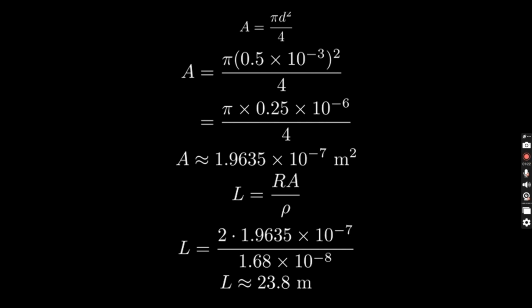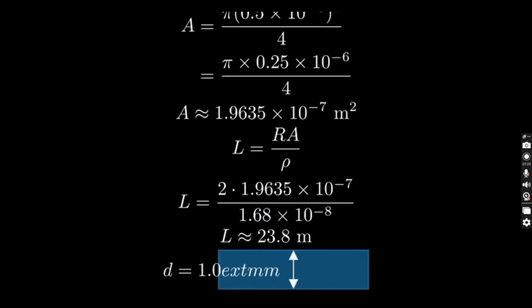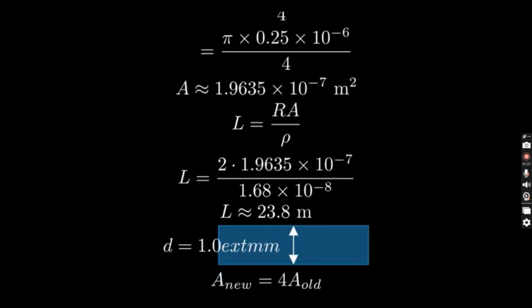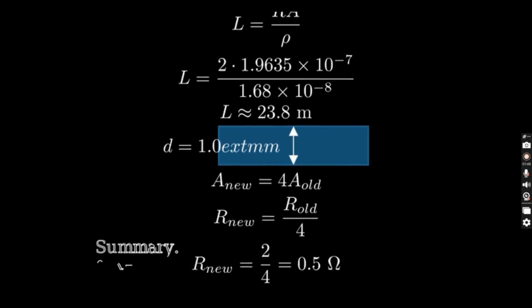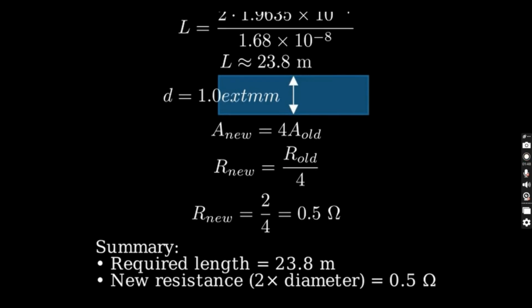Now, what happens when we double the diameter? Here's our wire with twice the diameter. When we double the diameter, the area increases by a factor of 4, since area depends on diameter squared. Since resistance is inversely proportional to area, when the area increases by a factor of 4, the resistance decreases by a factor of 4. This means our new resistance will be 0.5 ohms. So to summarize, we need a 23.8 meter long wire to get a resistance of 2 ohms, and doubling the diameter reduces the resistance to 0.5 ohms.